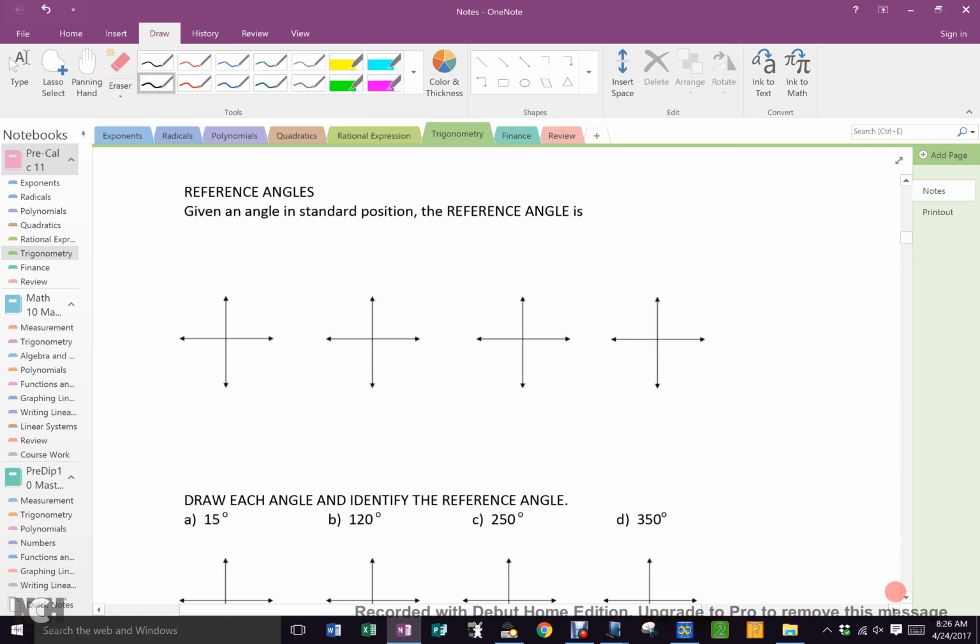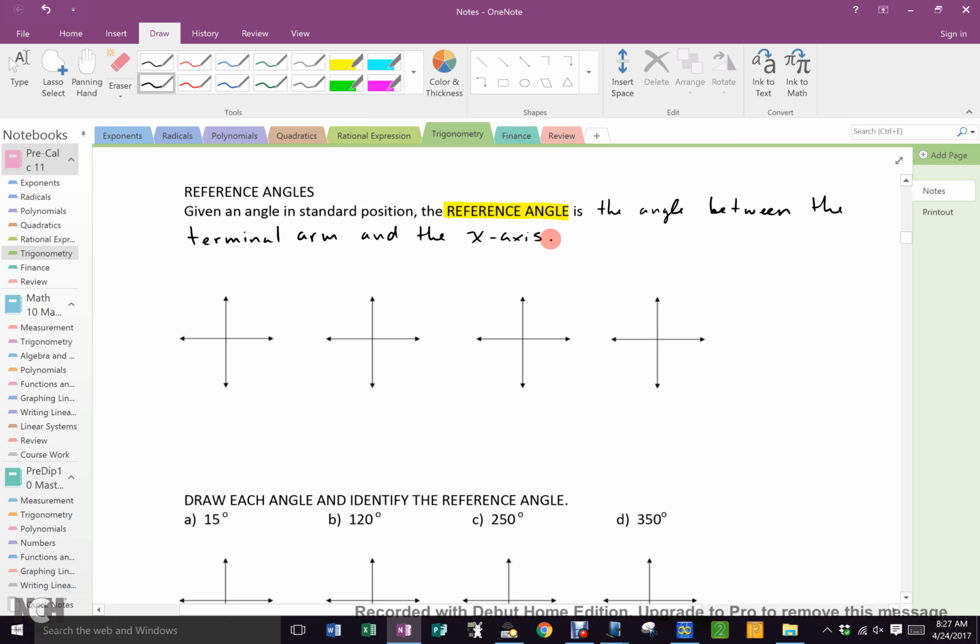Now, given an angle in standard position, it has a partner. Its partner is the reference angle. The reference angle is key, and I'm going to show you why in a moment. First, we're going to define what it is. A reference angle is the angle between the terminal arm, which we just defined, and the... Now, this is where it gets tricky, okay? And the x-axis, okay? Only the x-axis, okay? Everybody good?